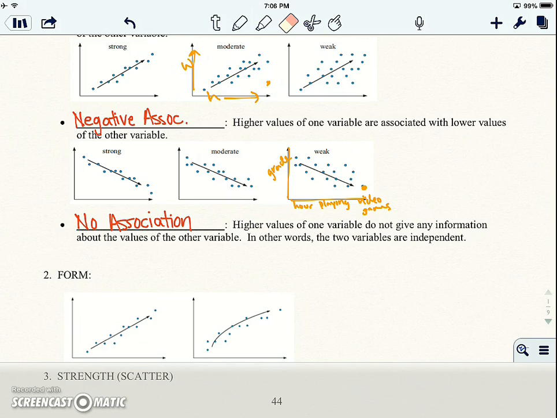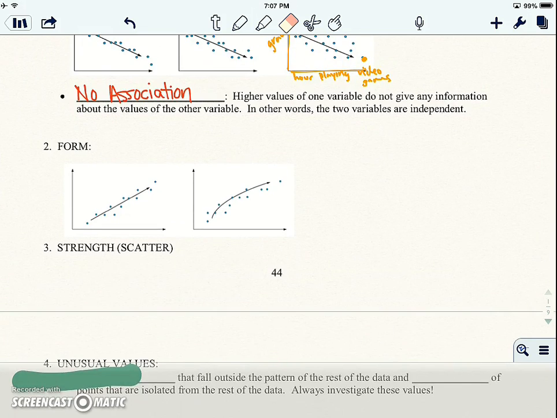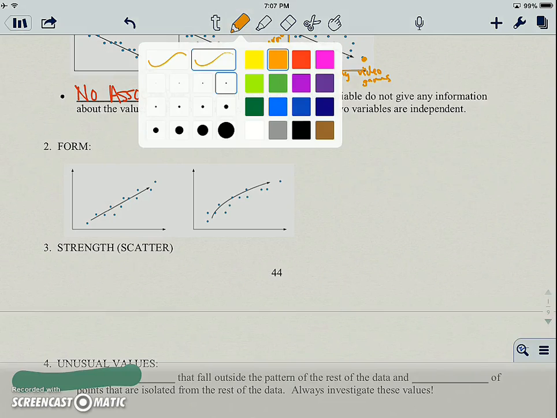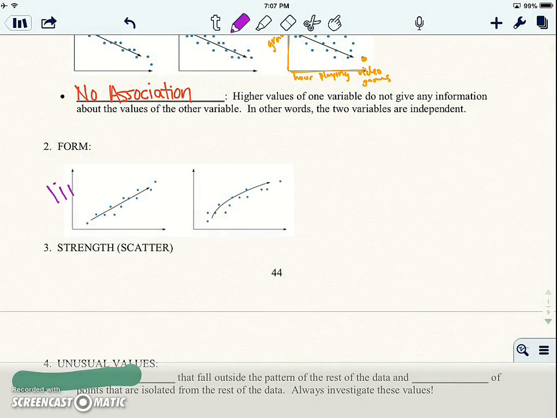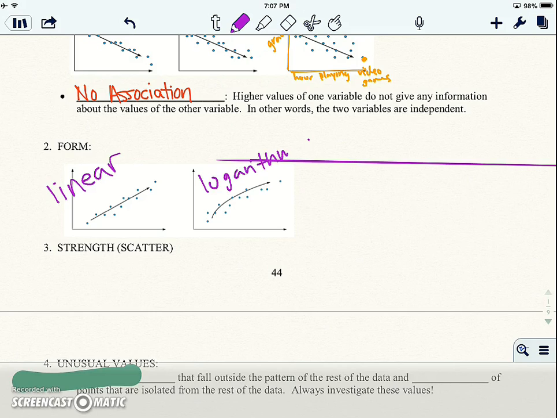The second thing we look at for scatter plots is form. Okay, is it linear? I.e., if you kind of connect the dots, does it make a line? Is it exponential? And actually, that one is not exponential. That is logarithmic. And that's because they're inverses, and so I got confused.